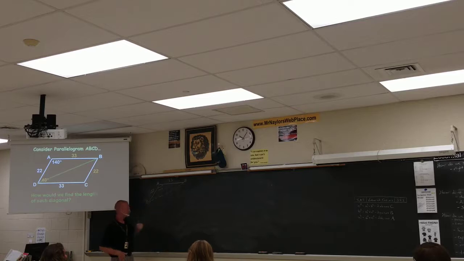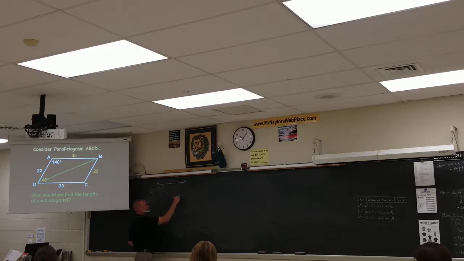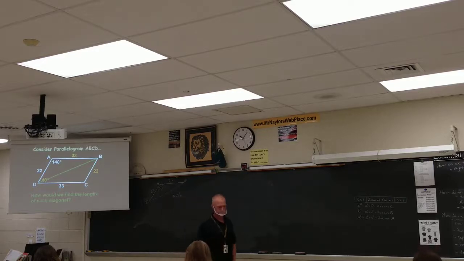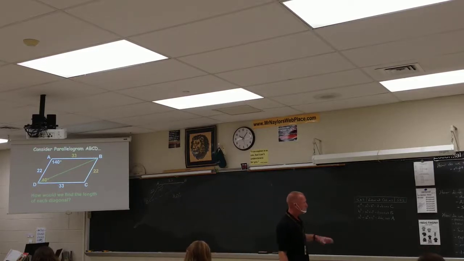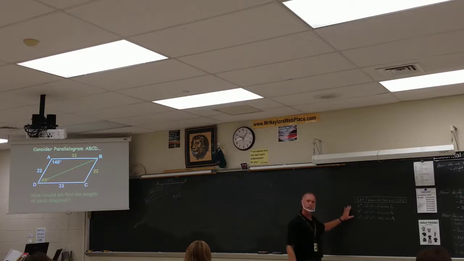So how would you set this up to find side BD? Just think about it. I'll give you a little hint that it's still going to be that side squared. And I hope you're trying to think about plugging into the law of cosines, no matter what the letters are.